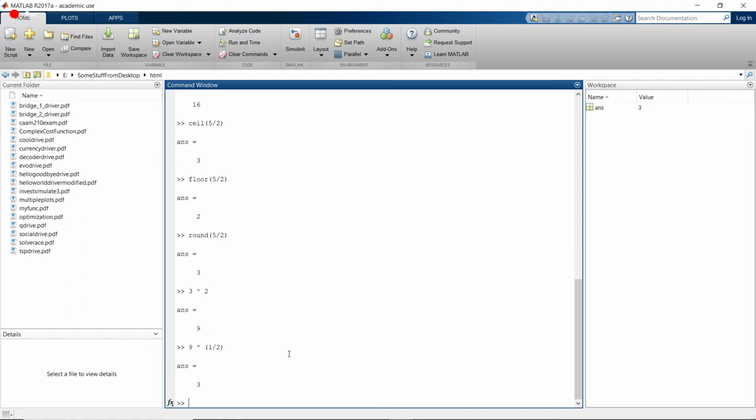But just to let you guys know, there is a built-in square root function. So we can again do the square root of 9, and again it'll output 3. That's useful if you want easier readability in your program, so you don't have to look at that tiny caret operator all the time.